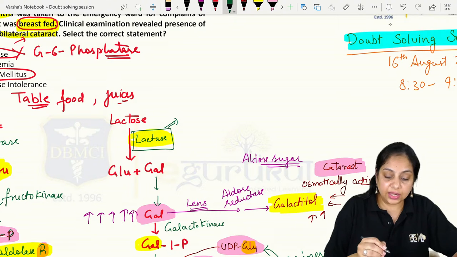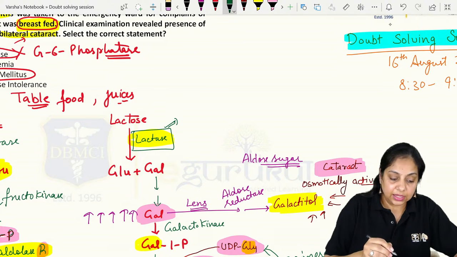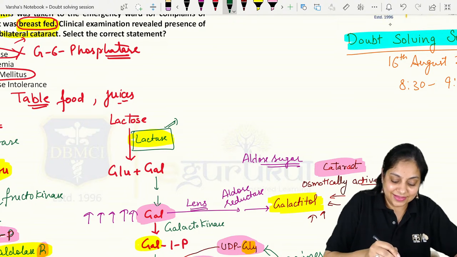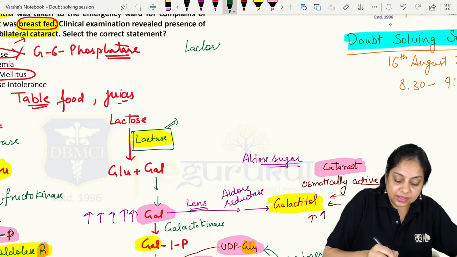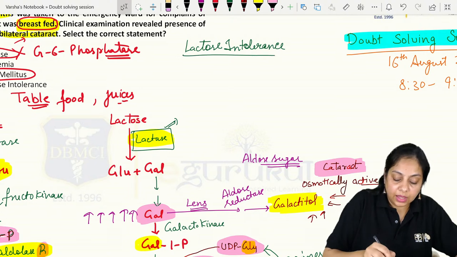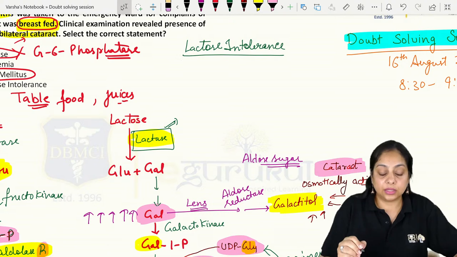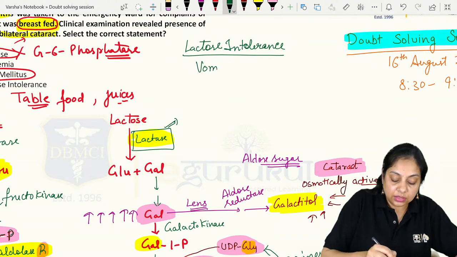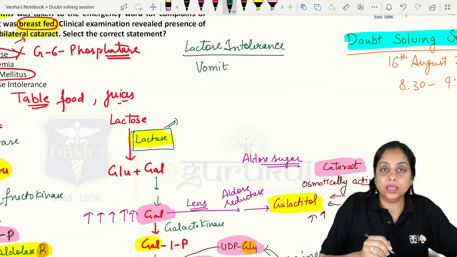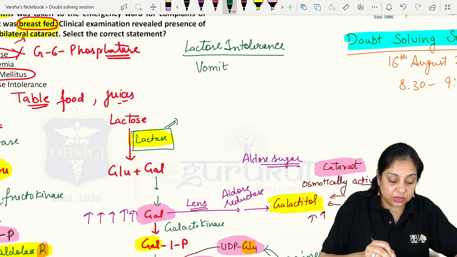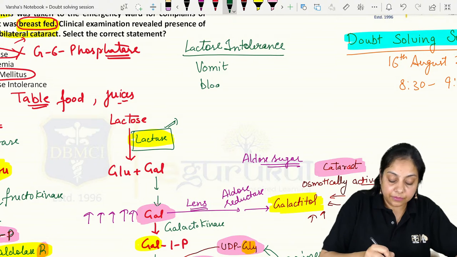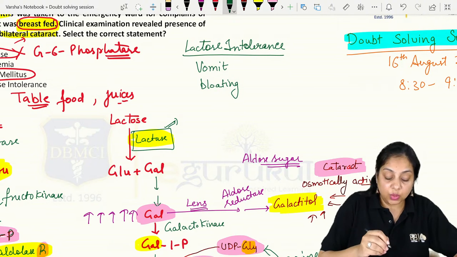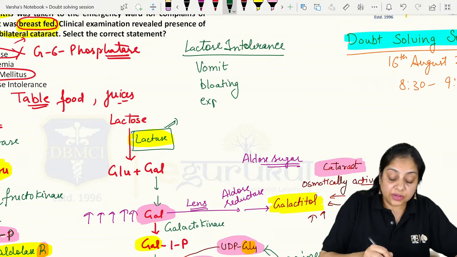Enzyme deficiency. It creates lactose intolerance. Am I right? Lactose intolerance. So the baby is going to vomit. The baby is going to vomit a lot as soon as he has the milk, maybe the breast milk. What else? Bloating. In the clinical case scenario, we'll see this. And what else? Explosive diarrhea.